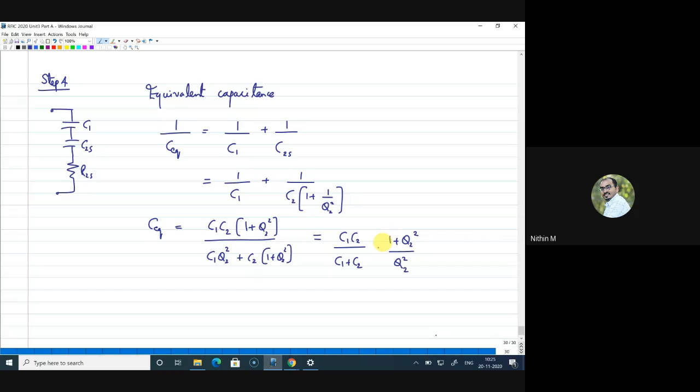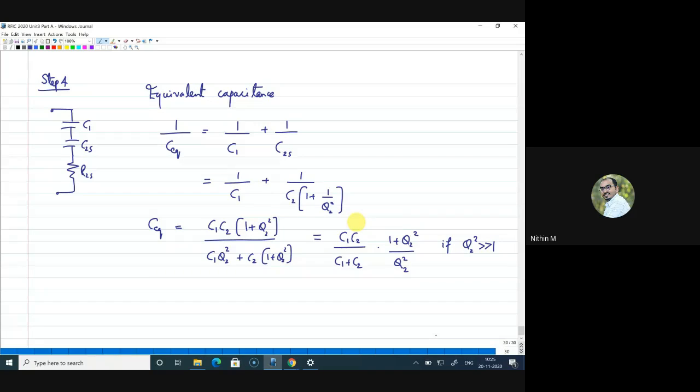Right, both are the same, just if this Q2 square is larger than 1. Yeah, in the numerator also we can do that, then we will write it as 1, right? Yeah, we can do that. So the equivalent C is very close to C1 C2 by C1 plus C2. This is valid when you have a larger Q, right? So just to simplify the denominator, I wrote it in this form.